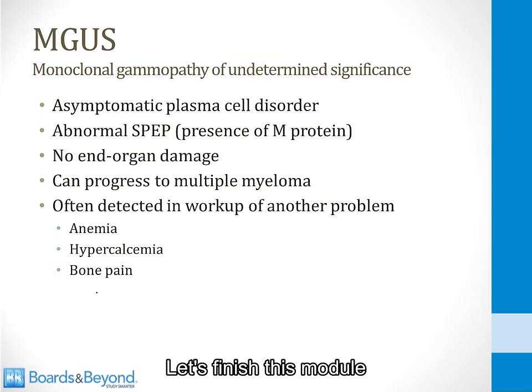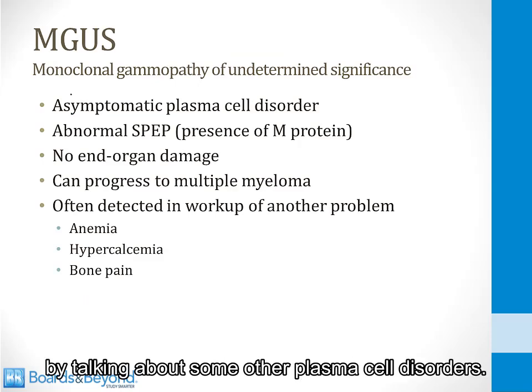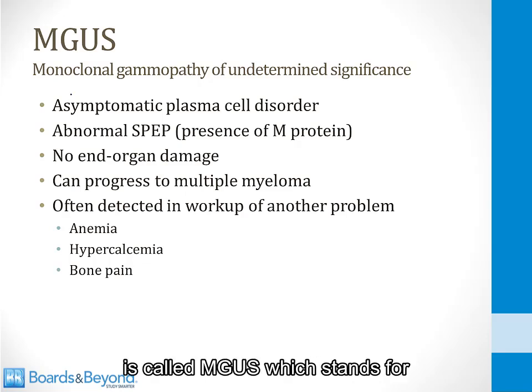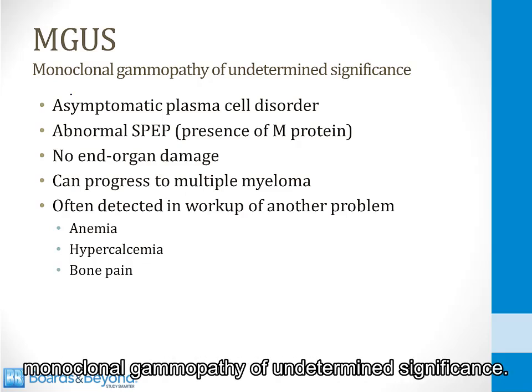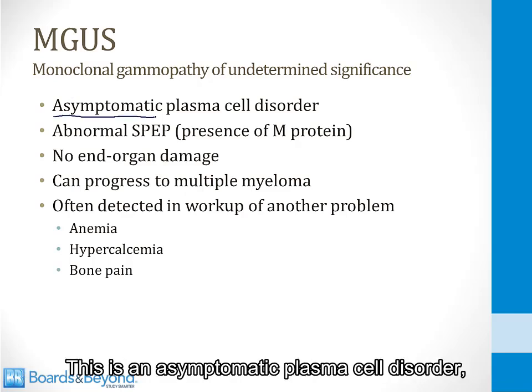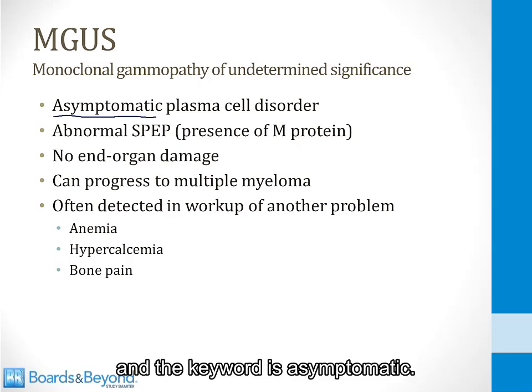Let's finish this module by talking about some other plasma cell disorders, and the first one we'll discuss is called MGUS, which stands for monoclonal gammopathy of undetermined significance. This is an asymptomatic plasma cell disorder, and the key word is asymptomatic.